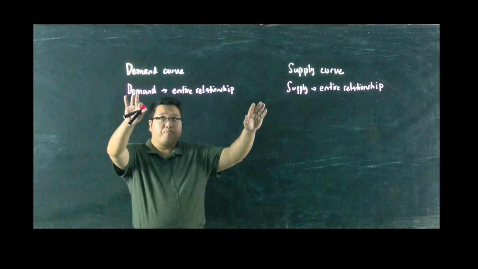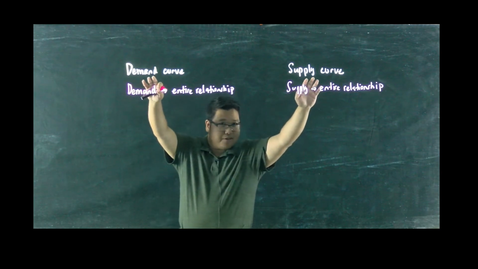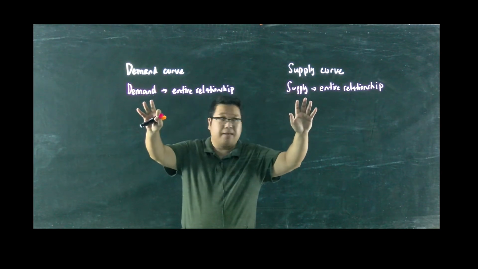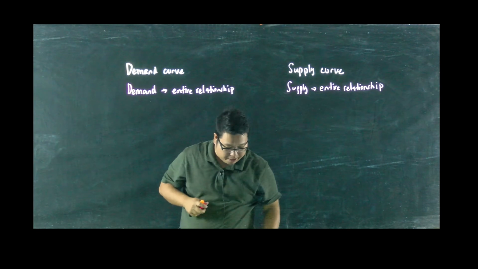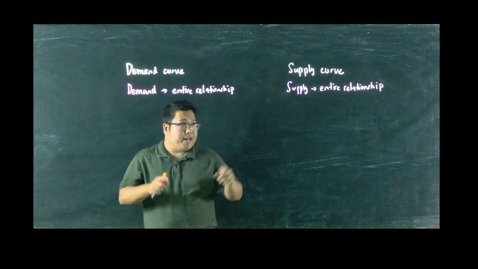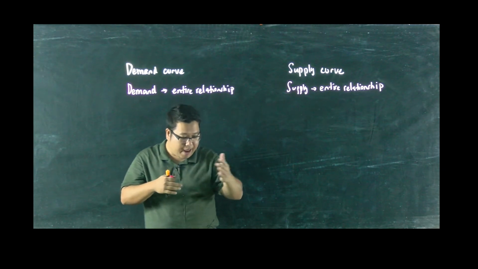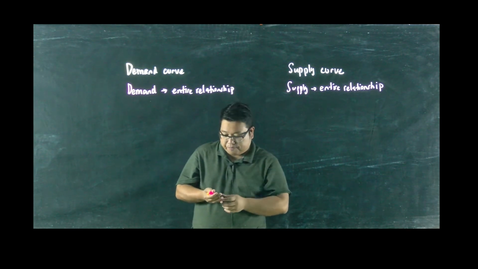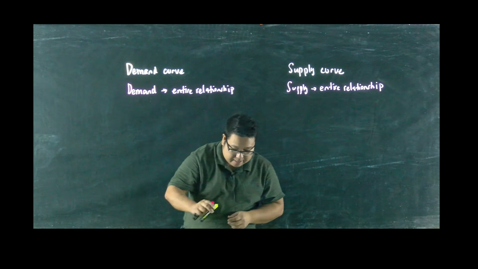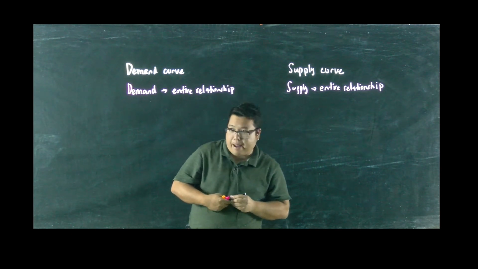So the supply curves and demand curves, these are the graphs. Demand and supply gives you the whole picture, the whole relationship. Now, these two are important for us to understand the difference between a shift and movement along the curve. So now let's discuss change in quantity demanded.